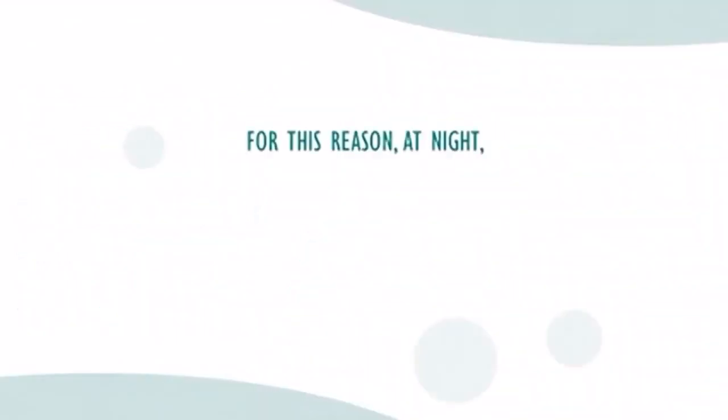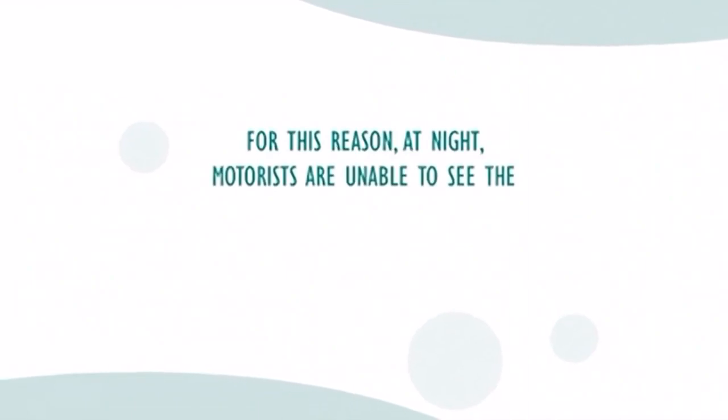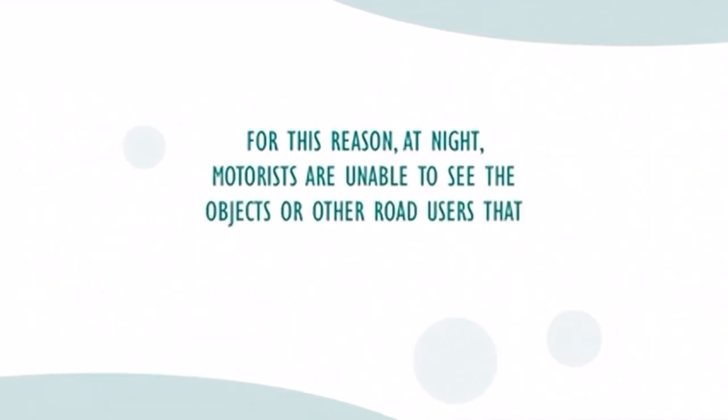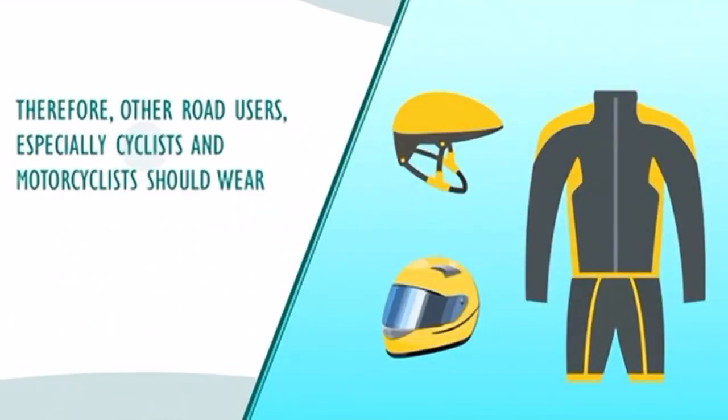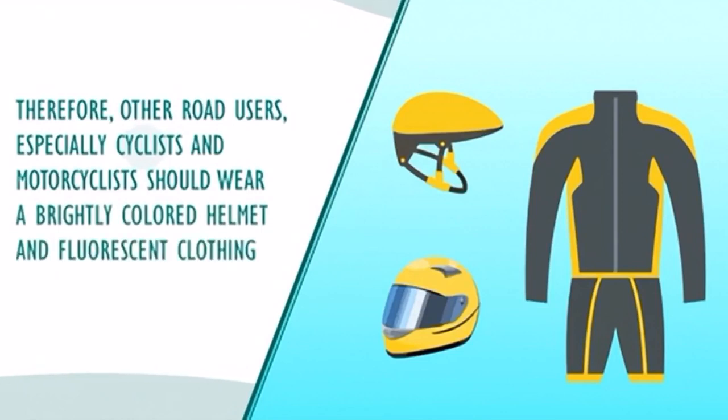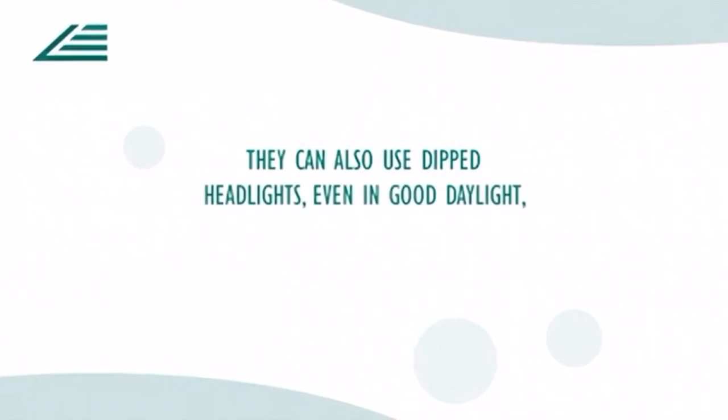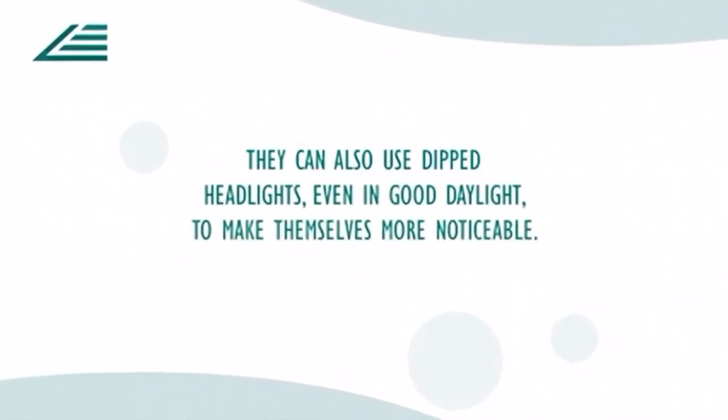For this reason, at night, motorists are unable to see the objects or other road users that are in dark color. Therefore, other road users, especially cyclists and motorcyclists, should wear a brightly colored helmet and fluorescent clothing or strips. They can also use dipped headlights, even in good daylight, to make themselves more noticeable.